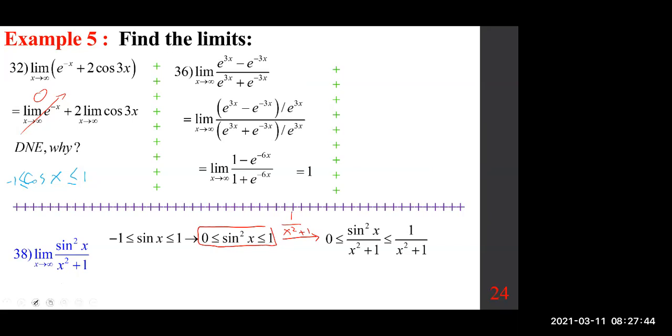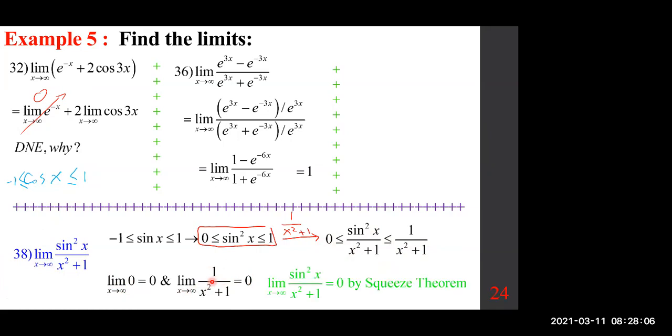So this gives you 0. This gives you 0. The limit of 0 as x goes to infinity is 0. The limit of the right side obviously is 0. By now you know that. Of course, the proper methodology is to divide by x squared, the top and the bottom. And therefore, by the squeeze theorem, this piece becomes 0.